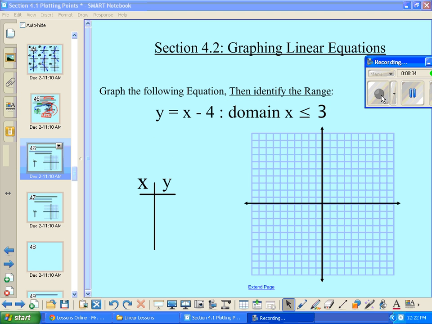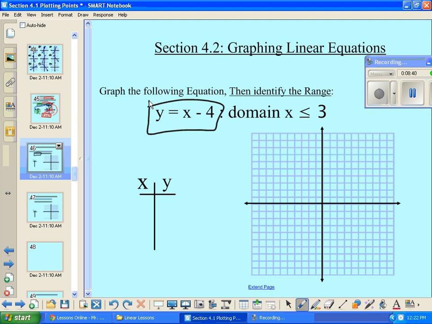So here's another example we can go through together for graphing an equation that has a limited domain. Again, here's my equation, y equals x minus 4. It says graph the following equation and identify the range. Y equals x minus 4, but here's my domain. There's only certain x values that I can plug in. I can't plug in every single x value. It says x is less than or equal to 3.